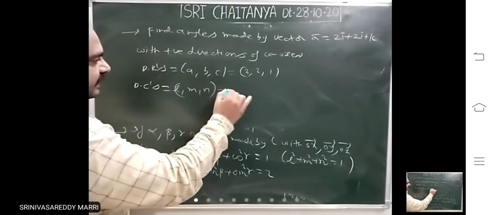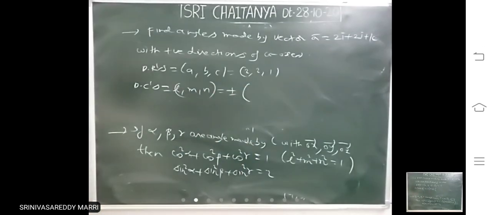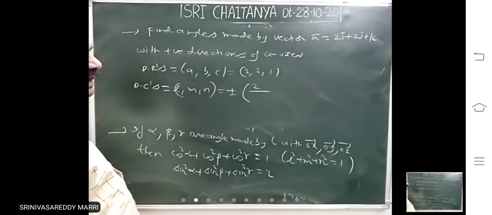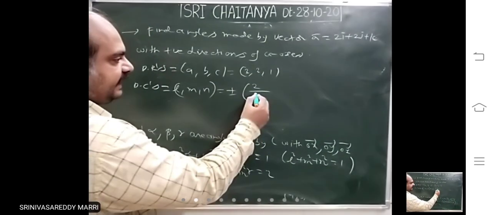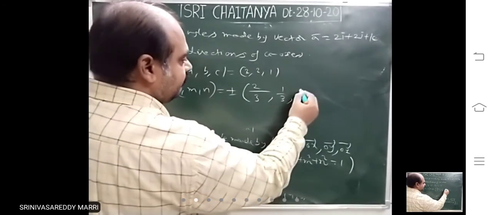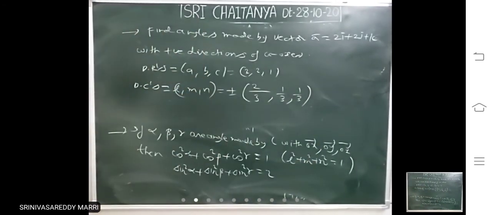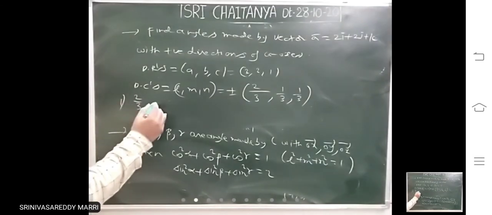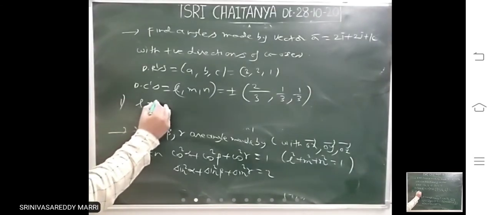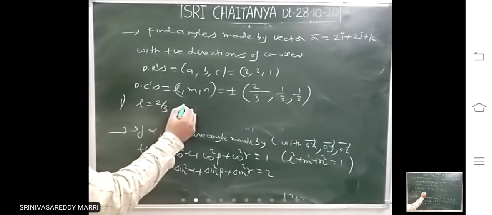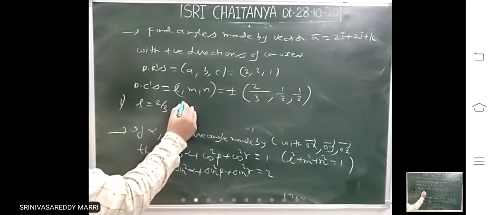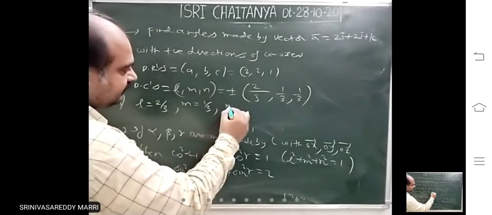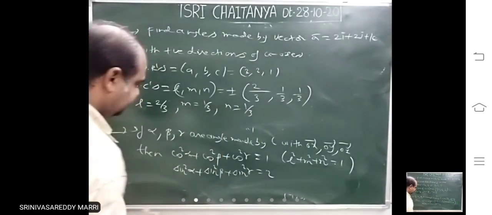L, M, N equal to plus or minus a divided by root of a square plus b square plus c square, which means root 9, that is 3. So 2 by 3, 1 by 3, 1 by 3. First case, you take positive ones. L equal to 2 by 3, M equal to 1 by 3, N equal to 1 by 3.